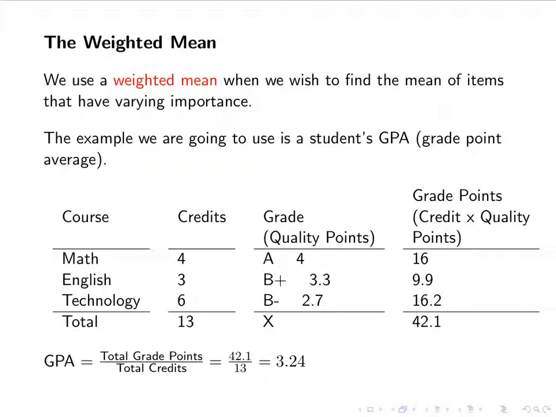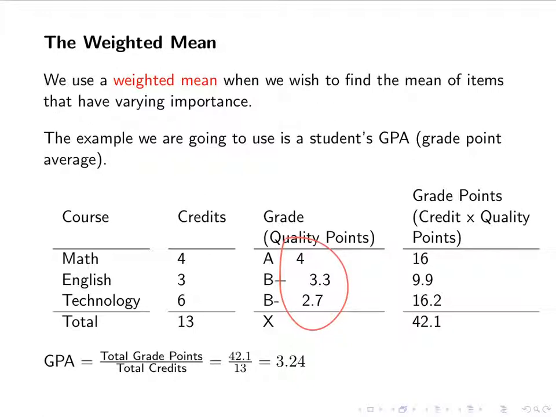Remember that the weighted mean is a mean. It is a measure of center, so make sure that your answer makes sense. 3.24, does it seem right that that's in the middle of our 4, 3.3, and 2.7? Remember, this is like having 4 4s, having 3 3.3s, and 6 2.7s. So those 6 2.7s are going to weigh more than the 4 4s, so that brings it down a little.